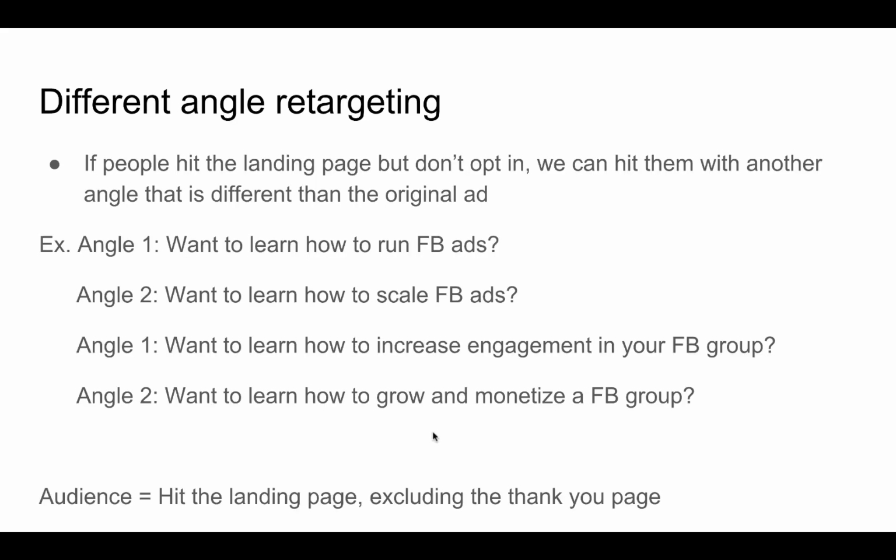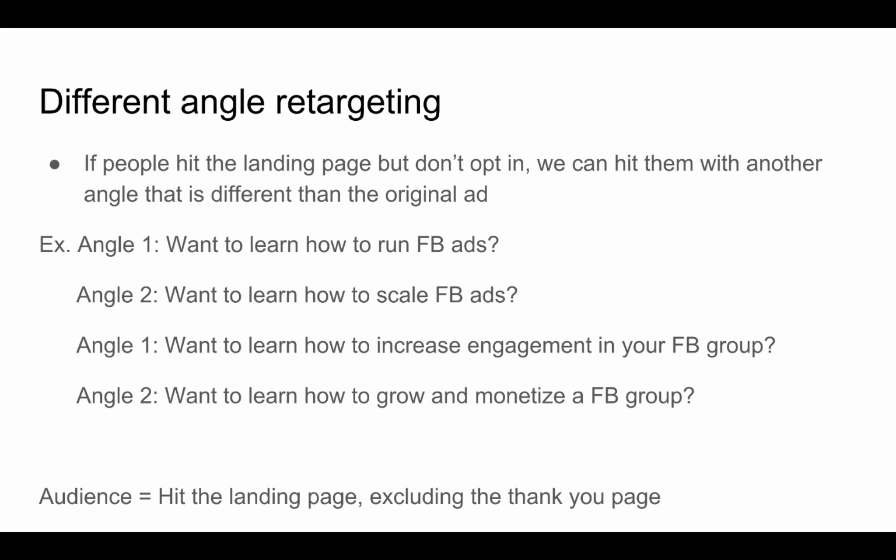One of my favorite kinds of retargeting is different angle retargeting. If someone hits the landing page but doesn't opt in, we can hit them with another angle that is different than the original ad. For example, one angle could be "want to learn how to run Facebook ads," and someone might click on that and then not convert. So we hit them with another angle, "want to learn how to scale Facebook ads." You see how the second angle is slightly different, but they're still about the same topic. One of them might catch someone, and if it doesn't, you have the backup angle to get people to opt in and get them more interested.